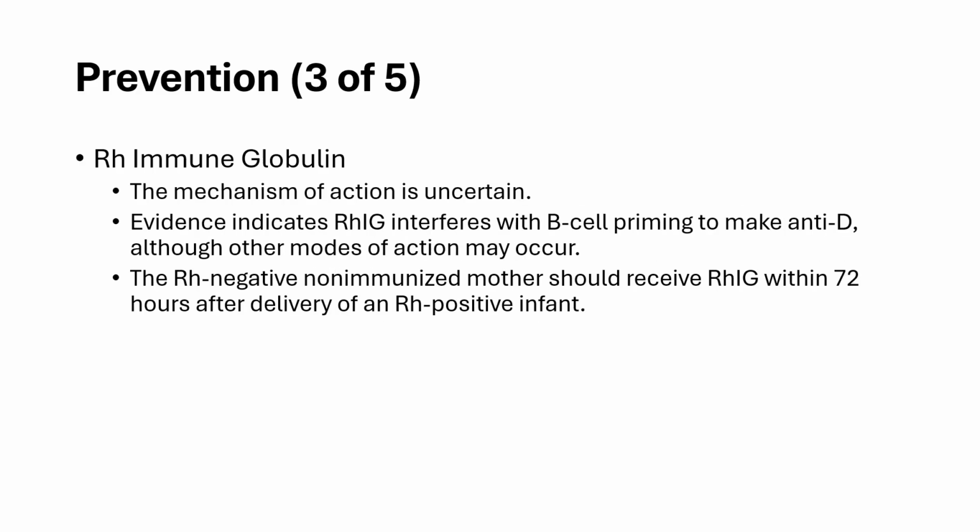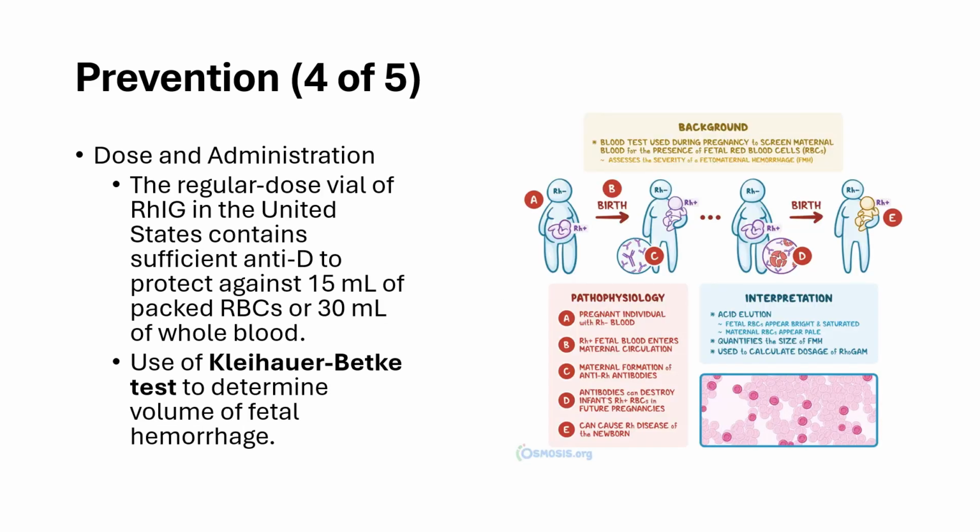The exact mechanism of action is uncertain, but evidence suggests that RIG interferes with B cell priming to produce anti-D antibodies, but other mechanisms may also be involved. An Rh negative non-immunized mother should receive RIG within 72 hours after delivery of an Rh positive infant.